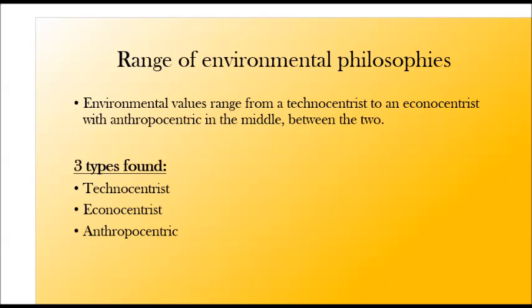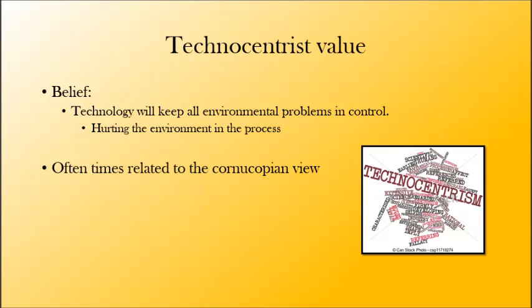Moving on, we're going to be talking about the range of environmental philosophies. And what does that mean? It's the environmental values that range from technocentrist to ecocentrist, with the anthropocentric in the middle between them. On the technocentric end, it is believed that technology will keep environmental problems in control, including when human activities push natural systems past their limits. This term is often related to the cornucopian view, which is the belief in the unending resources of humans and their abilities to control their environment.